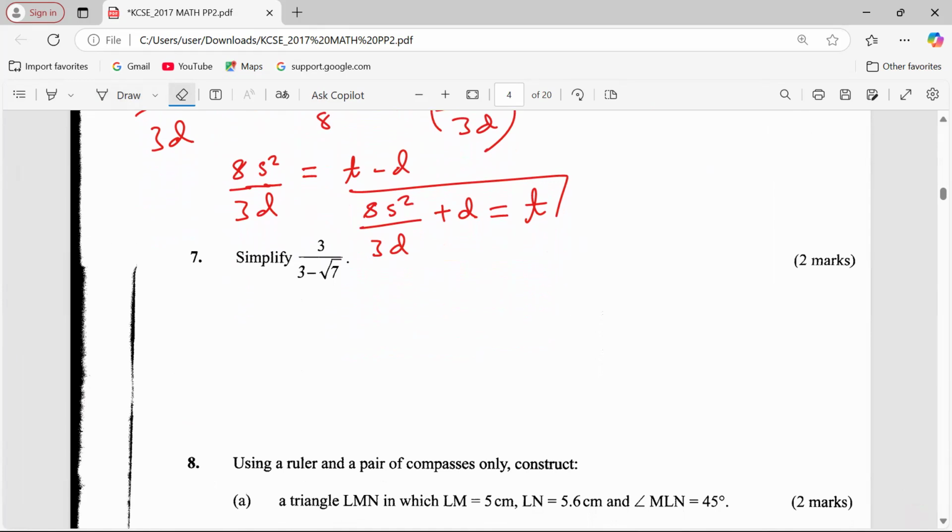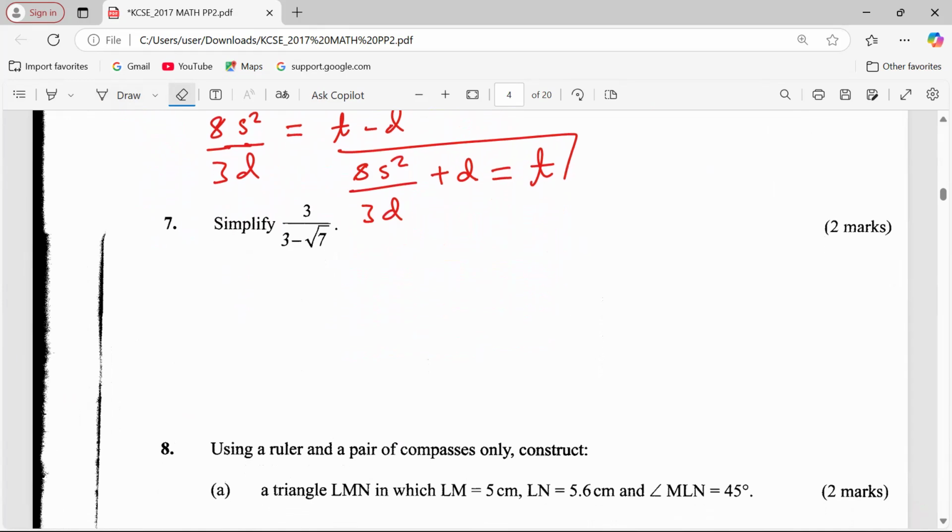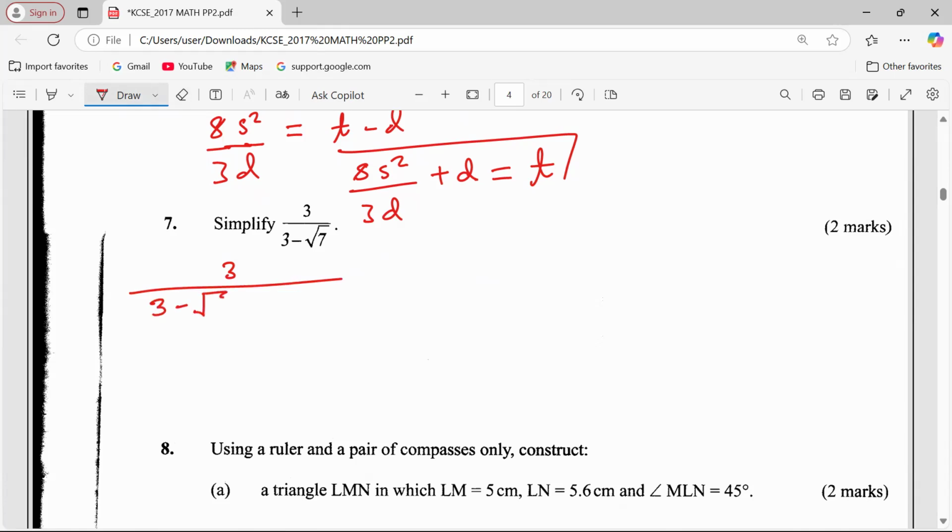Looking at number 7, simplify 3 over 3 minus the root of 7. We simplify by rationalizing the denominator. So it will be 3 divided by 3 minus the root of 7 into 3 plus the root of 7. Then 3 plus the root of 7 will also be applied on the numerator.